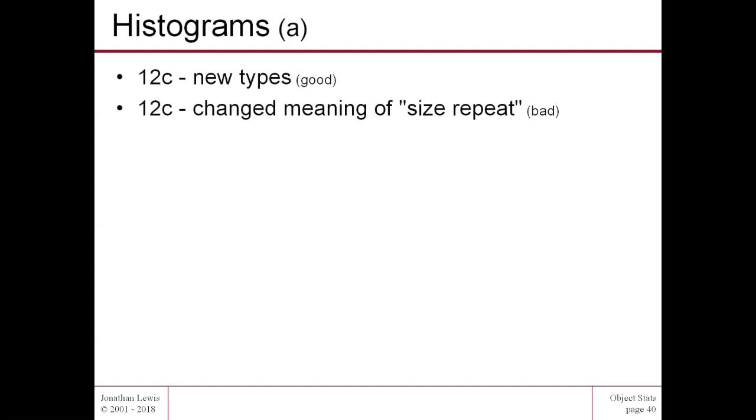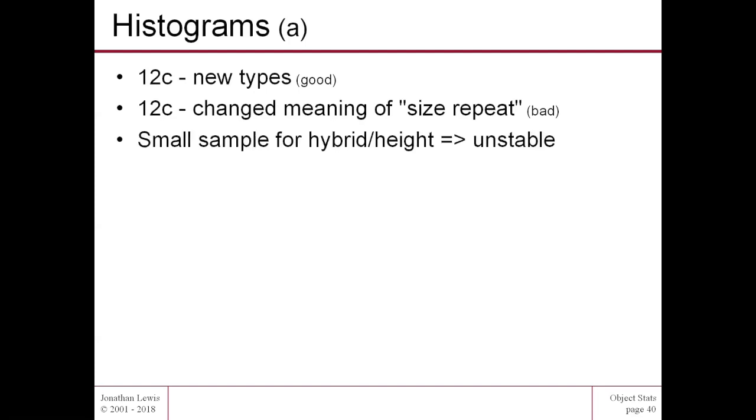If you're lucky, you'll have a top frequency histogram. If you're unlucky, it's changed to a hybrid histogram. Right? So size repeat is now a dangerous thing to use in Oracle 12. But gathering a histogram on a frequency histogram or a top frequency histogram is okay in 12c because it's 100% accurate. Now, there is also the hybrid histogram which came in 12c.